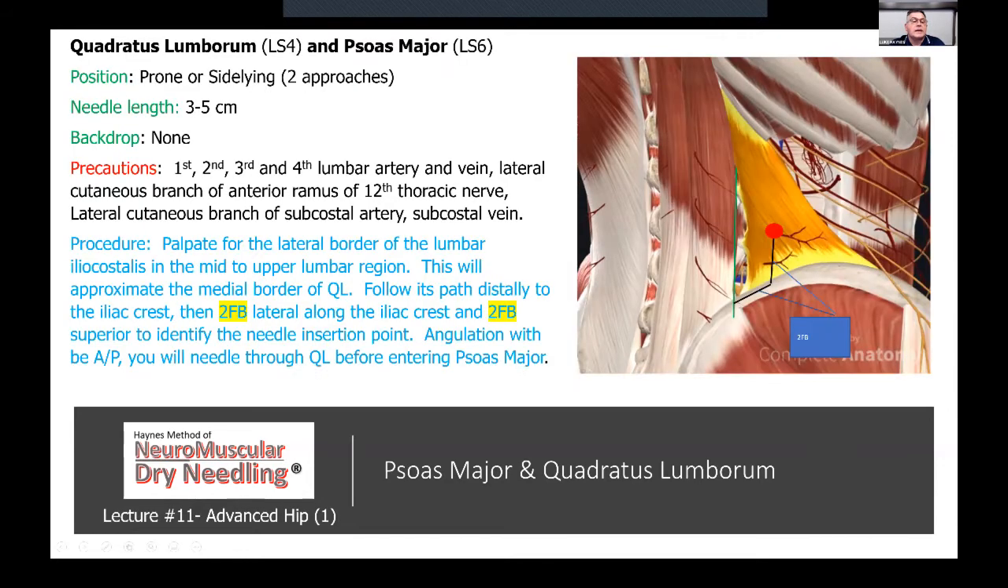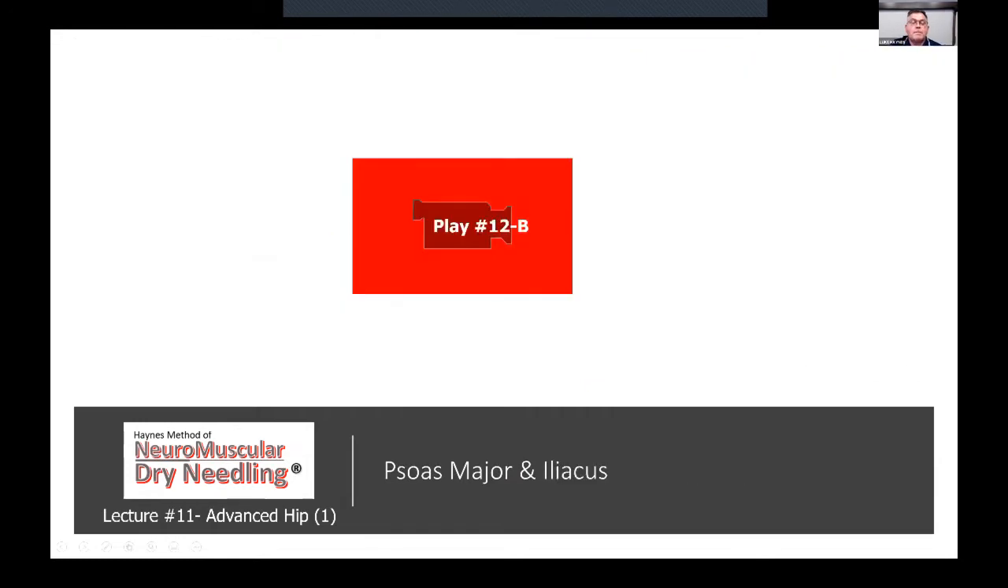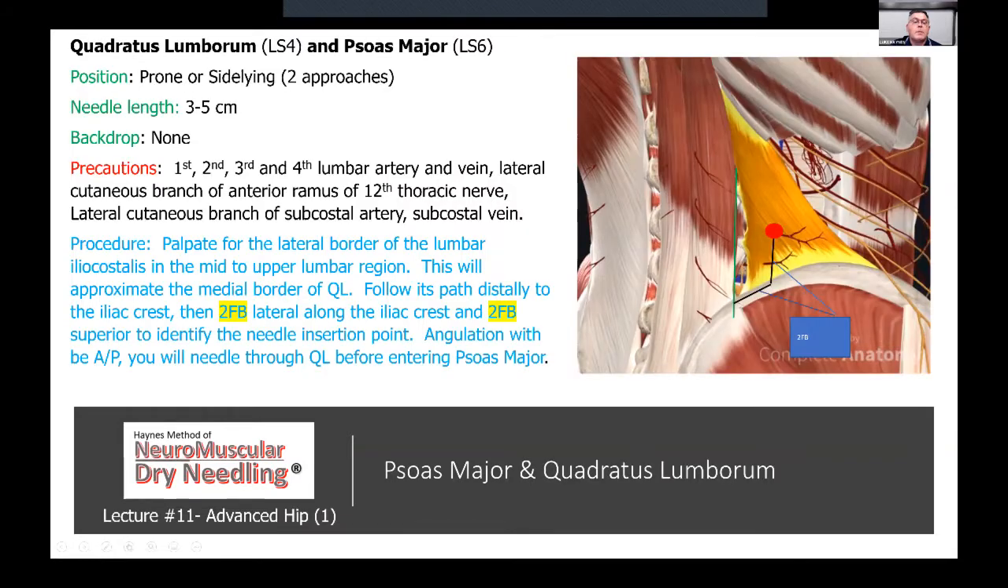Actually, let's get to this next slide. What we'll do is palpate for this lateral border. You see this here in green, a lateral border of Iliocostalis. The lateral border of Iliocostalis creates the medial border of Quadratus Lumborum. We're going to follow its path distally to the iliac crest, and then 2 finger breadths lateral along the iliac crest and 2 finger breadths superior will identify our needle insertion point.